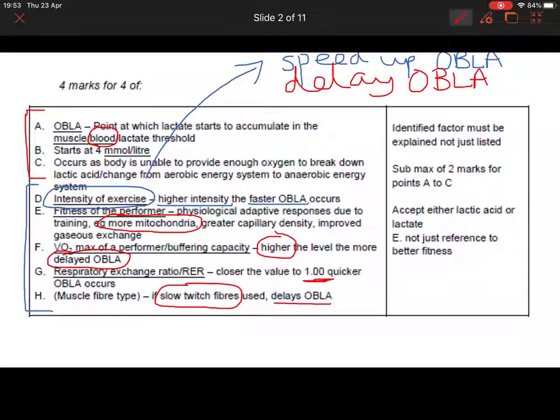Okay, so that is going through the mark scheme for that particular question. Hopefully that might address any problems or misconceptions with the lactate threshold from last week's lesson.